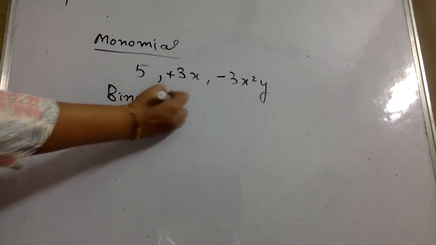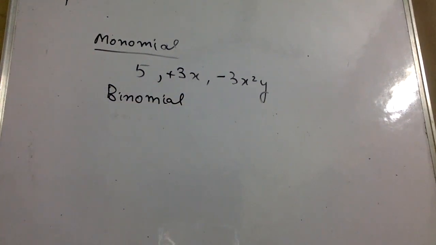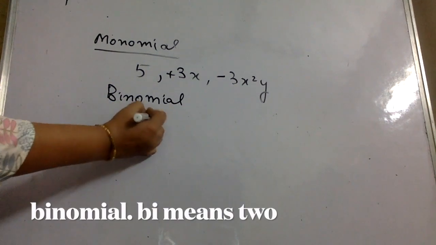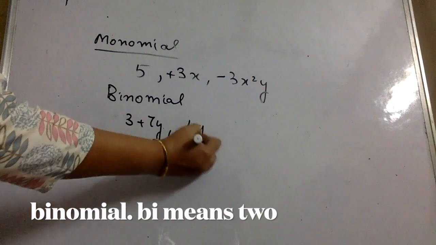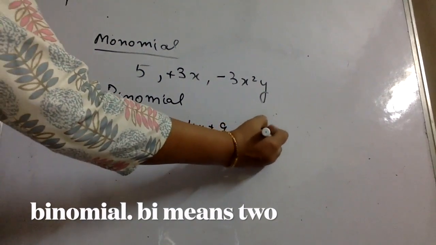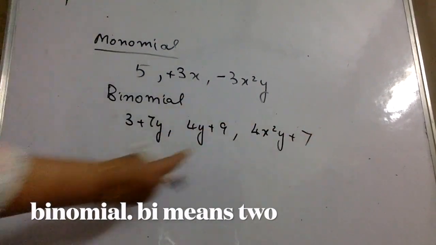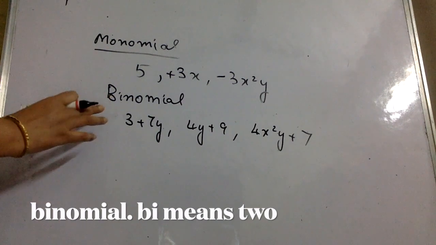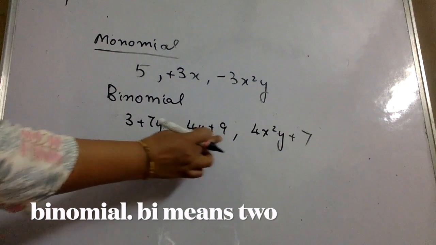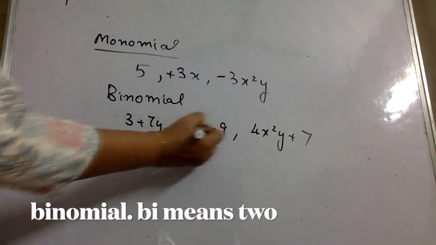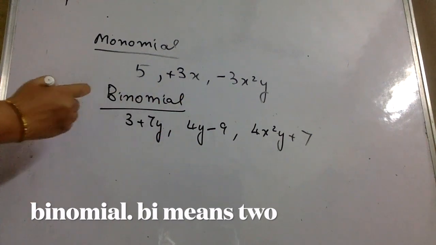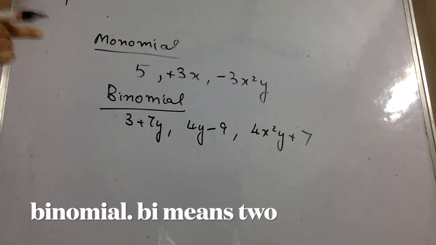Binomial. In a binomial, the number of terms is 2. So, it can be 3 plus 7y, it can be 4y plus 9, it can be 4x square y plus 7, it can be anything like this. If it has two terms attached by a plus or even a minus sign, then it is a binomial, which is a polynomial having two terms.